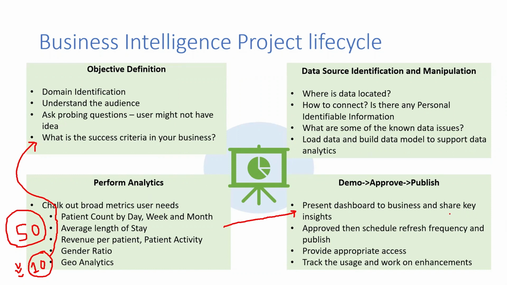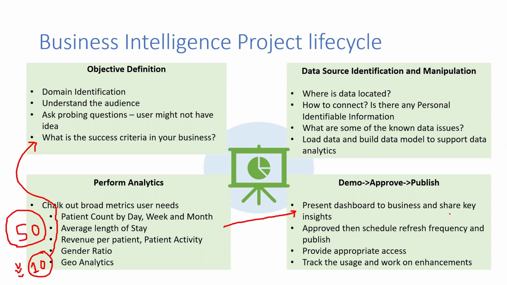So you have built 50 charts. Out of that, you feel these 10 charts are needed. You keep those 10 charts in your dashboard, move everything else to the appendix sheets. Now, with those 10 charts, you present the dashboard to the business, and you share your key insights. Why do you think this chart is better than other charts? What is this chart telling?